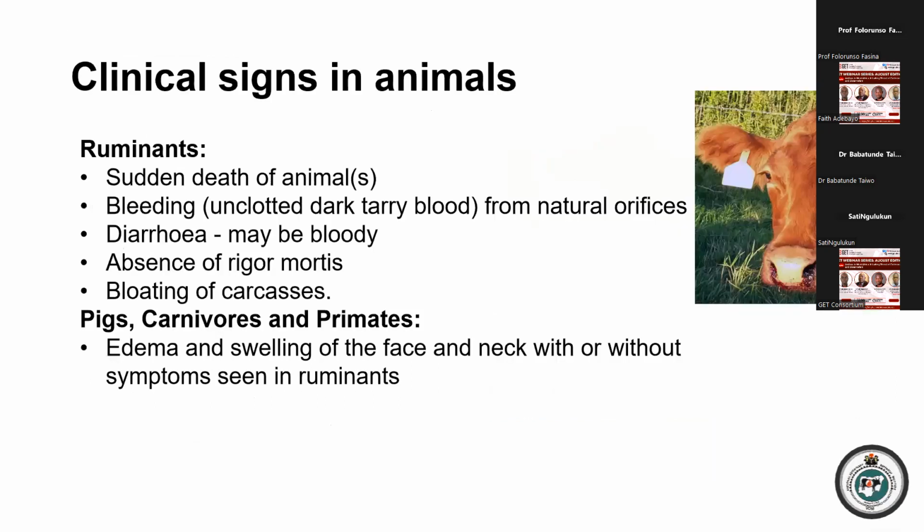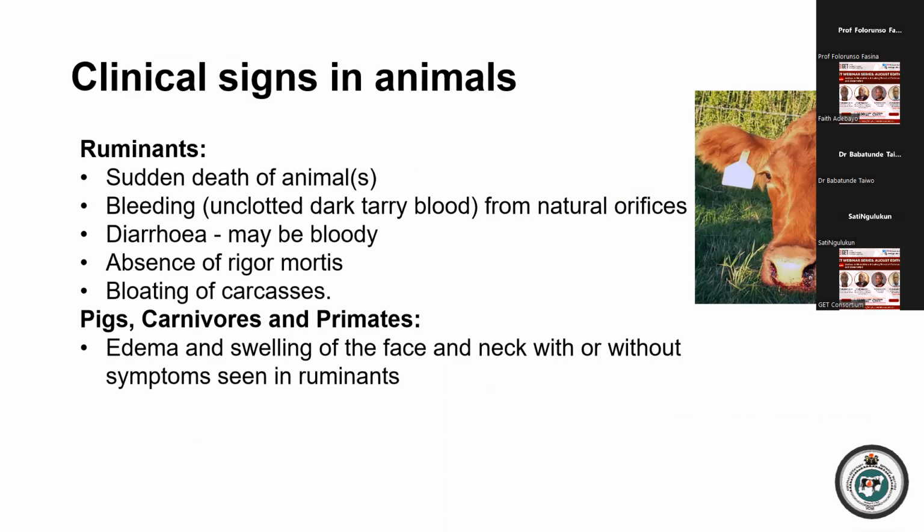So some of the clinical presentation or signs, especially in animals, are sudden death of animals. So once there's sudden death of animals, anthrax is usually a suspect. And then bleeding, usually unclotted blood from natural orifices. As you can see in this animal, you can see blood oozing out from the nostrils. There may be diarrhea, which could be bloody.